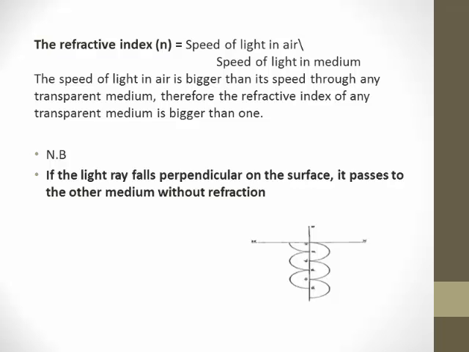يبقى the speed of light in air is bigger than its speed through any transparent medium. لان كثافة الاير اقل بكتير جدا من اي ماتيريال تاني. يبقى ليه لو جالي give reason: the refractive index of any transparent medium is bigger than 1. يبقى هقول له give reason ان the density of the air is less than the density of another medium.